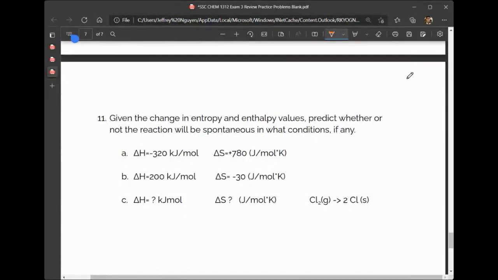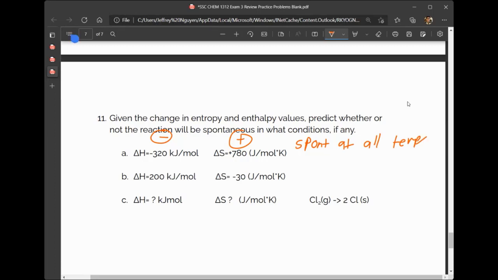Okay, so given the change in entropy and enthalpy values, predict whether or not the reaction will be spontaneous and under what conditions, if any. So this is going to be negative, right? It's a negative delta H. This is a positive delta S. And then this is going to be spontaneous. So if you have a negative delta H and a positive delta S, from the chart, I recommend memorizing that chart, this is going to be spontaneous at all temperatures.